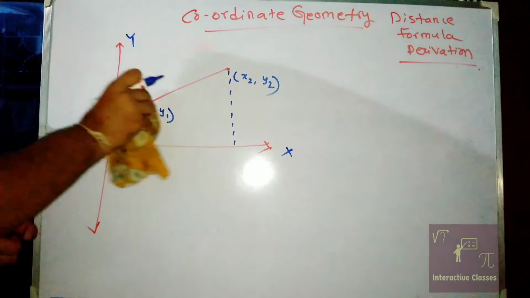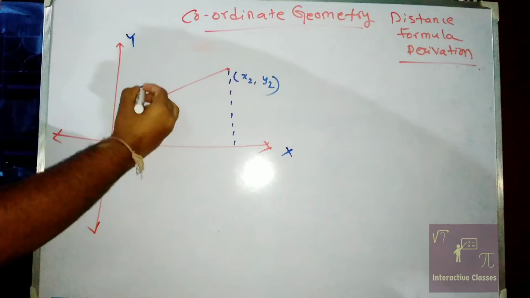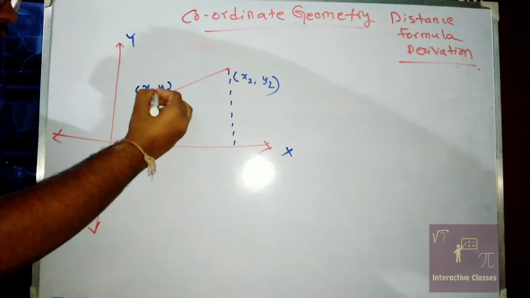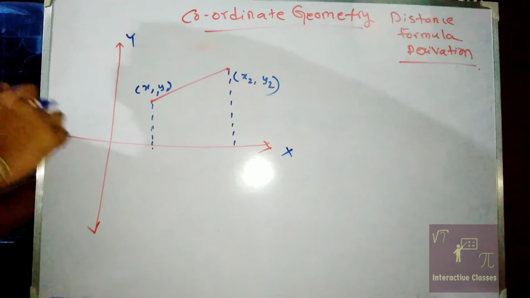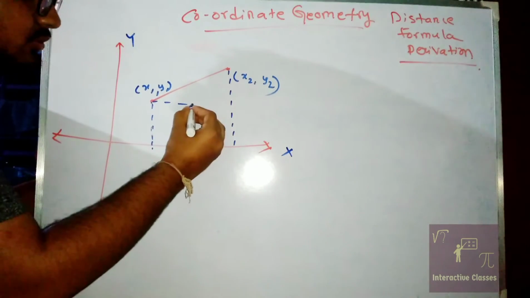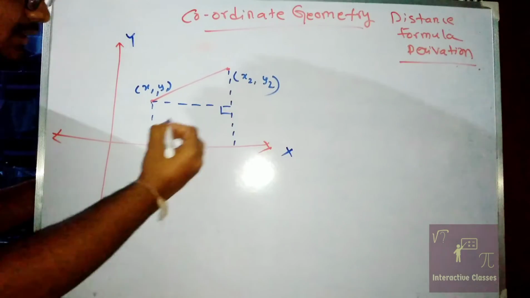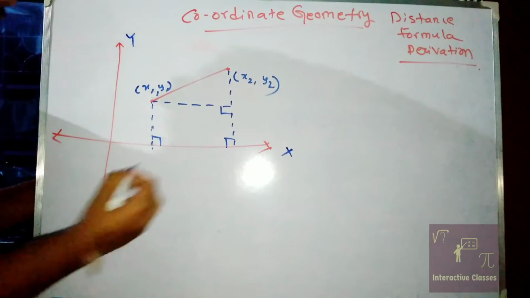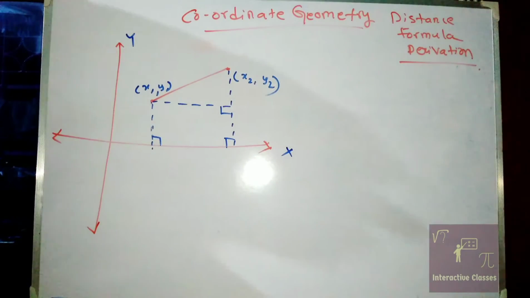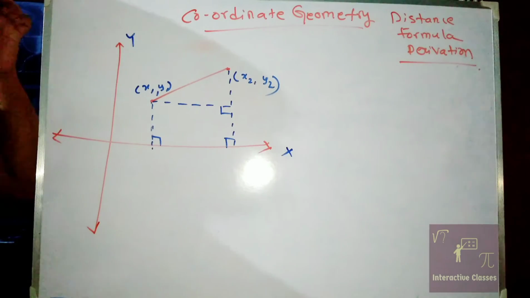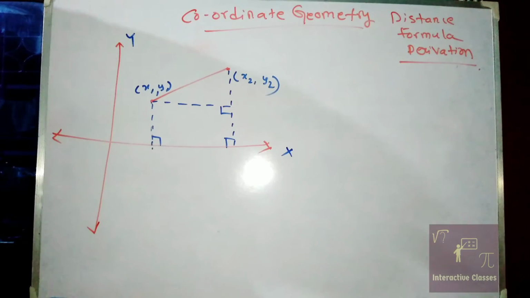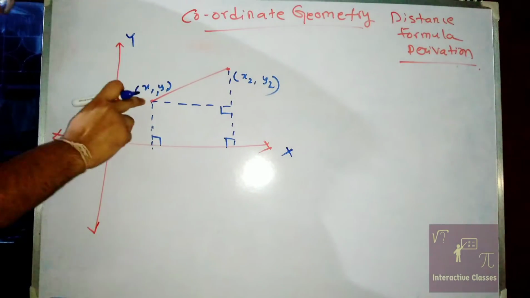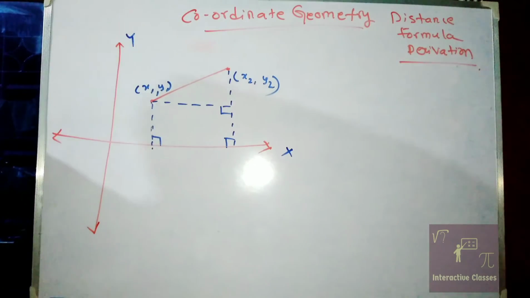Now let me mark the quadrant of x1 y1. Now we have to draw another perpendicular like this. My drawing is quite rough, but you can understand. From the initial point on this line. Now our construction is ready. Now what do we have to do? We have to find this distance, this measurement.